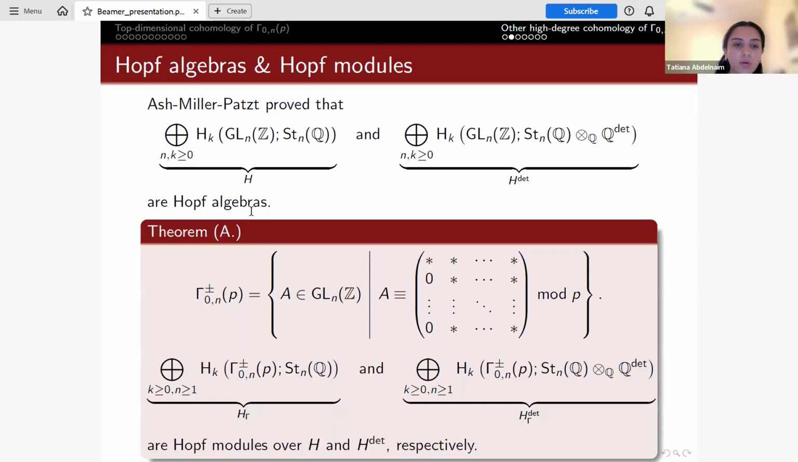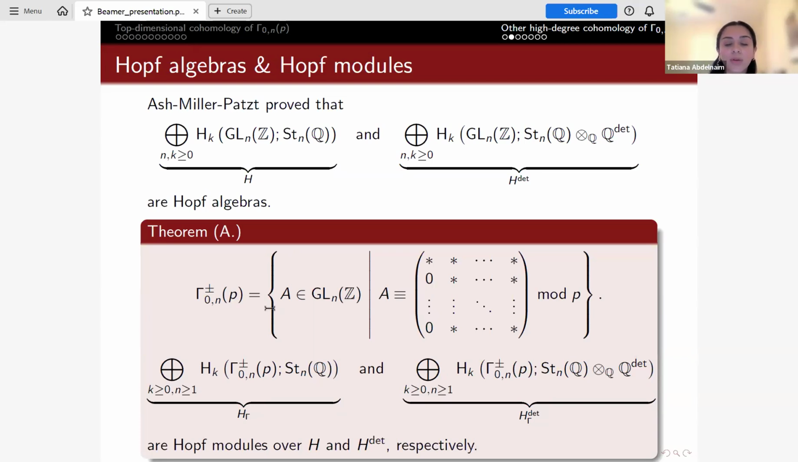And so what I show, I'm going to look at the congruence subgroup. Now, this is a slightly different version than the group I was dealing with in the first part. So here I'm looking at the subgroup of GL and Z. The only difference between this group and the group in the first part of the talk is that here I'm allowing determinant -1.